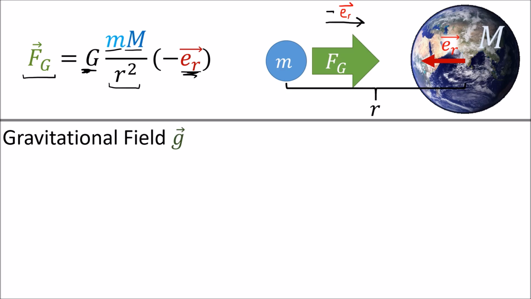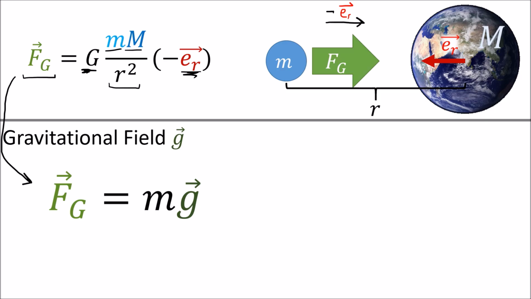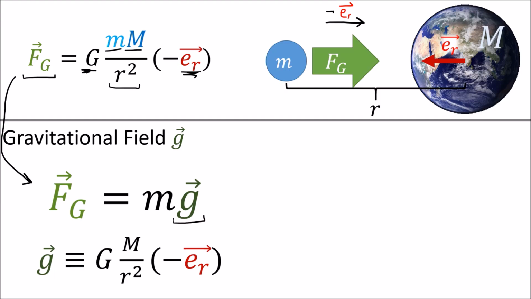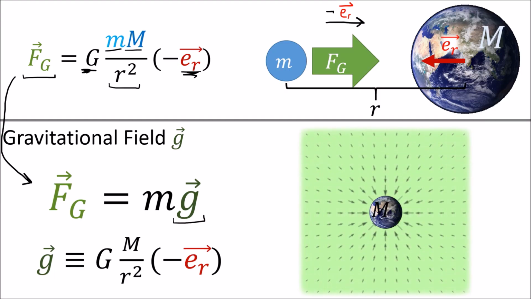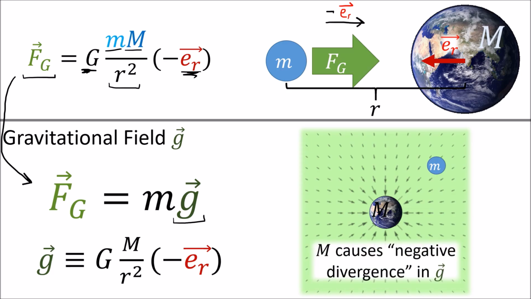We can also rewrite this law as the force equals the lowercase m mass times the gravitational field lowercase g. The gravitational field g is a vector field surrounding a mass that tells us what the gravitational force on an object of mass 1 would be at every given point. The presence of mass causes what we call a negative divergence in the gravitational field.